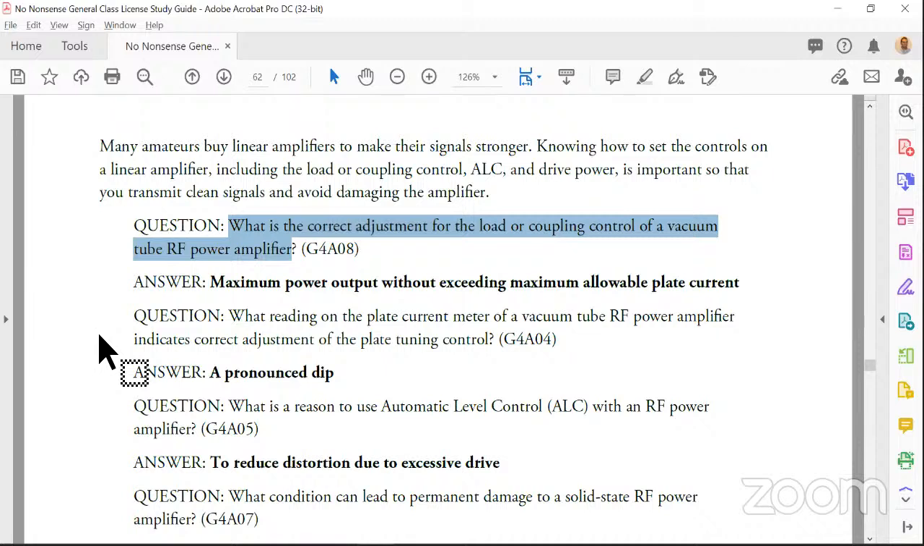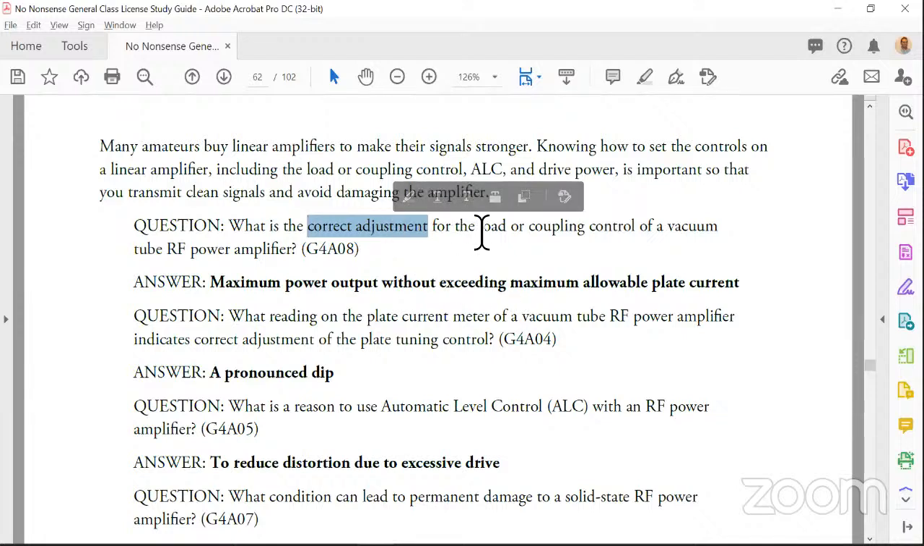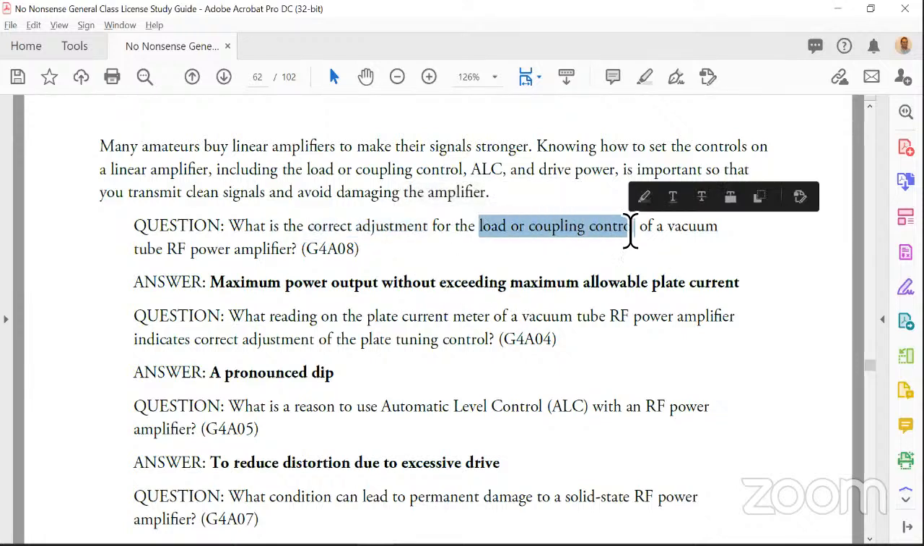What is the correct adjustment for the load or coupling control of a vacuum tube RF power amplifier? Okay, let's dissect this question a little bit. What are they asking us? They're asking about the correct setting, the correct adjustment. But of what? The load control of a tube amplifier. So what is the correct adjustment?